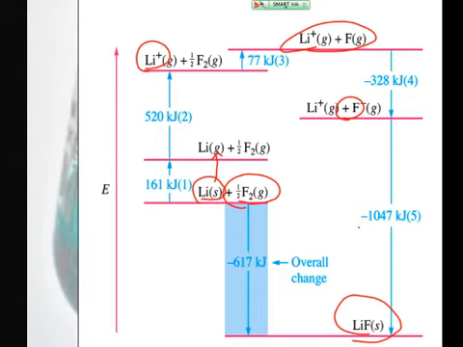Yeah, so that 900 number is probably this number, and the overall change is the sum of everything. But I'll have to look that up and see. I will, I promise.